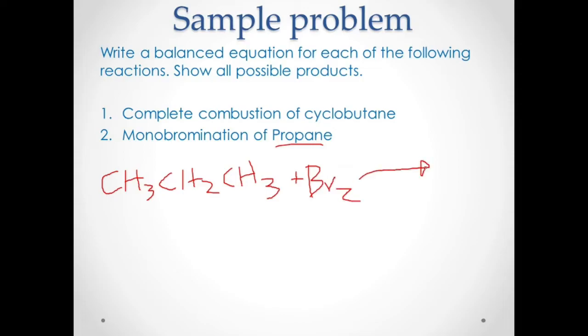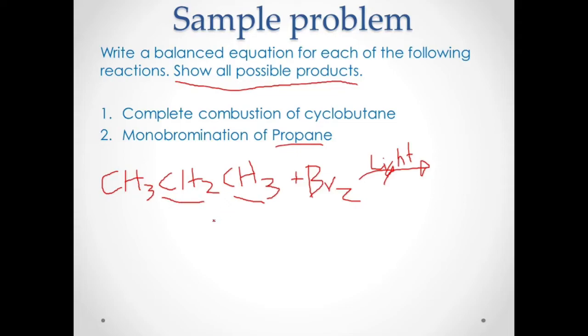So it will undergo monobromination in the presence of light or heat. Okay, so you can either put light or you input heat for this reaction. So it's a monobromination. And remember that the problem states that you should show all possible products. So there are actually two possible products for the monobromination of propane. You can have a product monosubstituted at carbon number 1, and you can also have a product monosubstituted at carbon number 2.